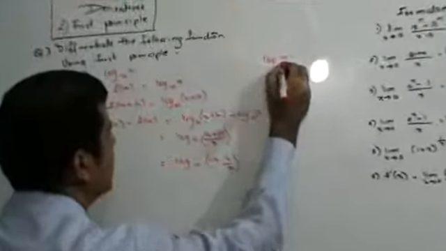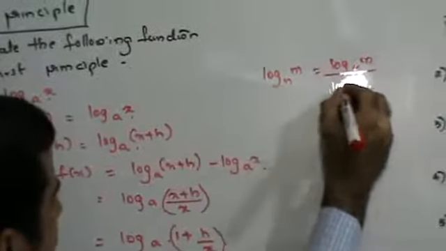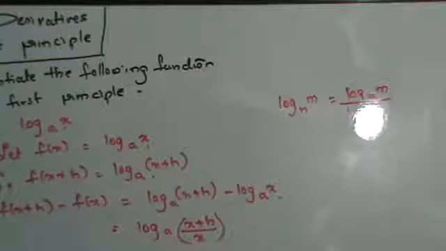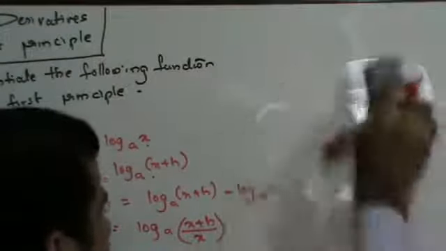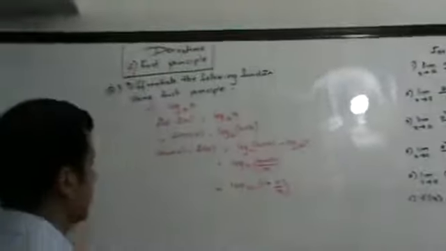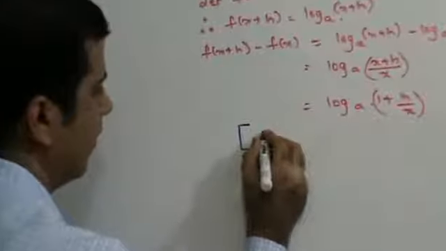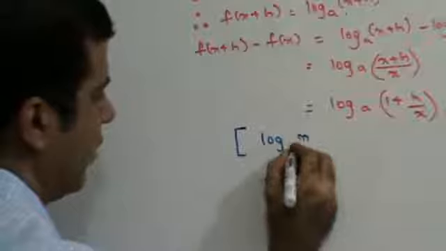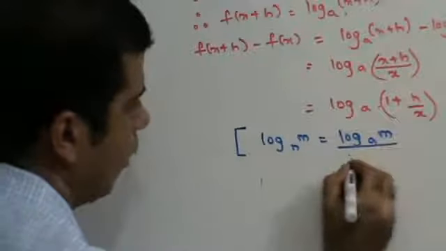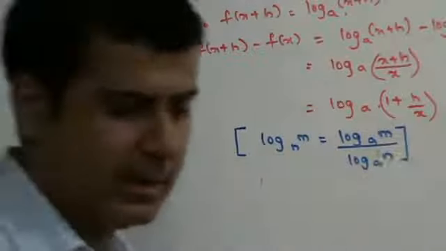Log m to the base n is nothing but log m to the base a upon log n to the base a. This is called the change of base rule. Wait, I'll show you this once again. This I will write with another marker so that you know this well. This can be written as the change of base rule: log m to the base n is log m to the base a upon log n to the base a. Do we get this?